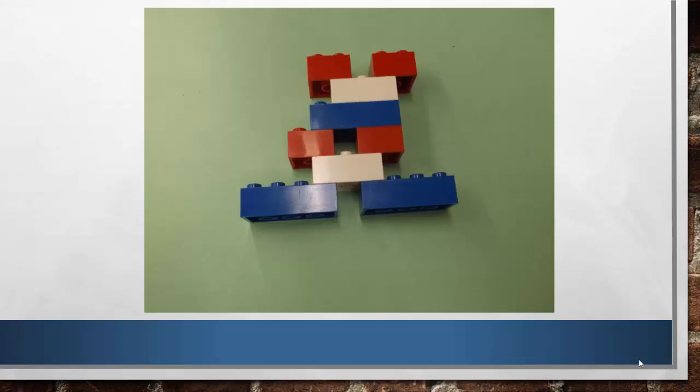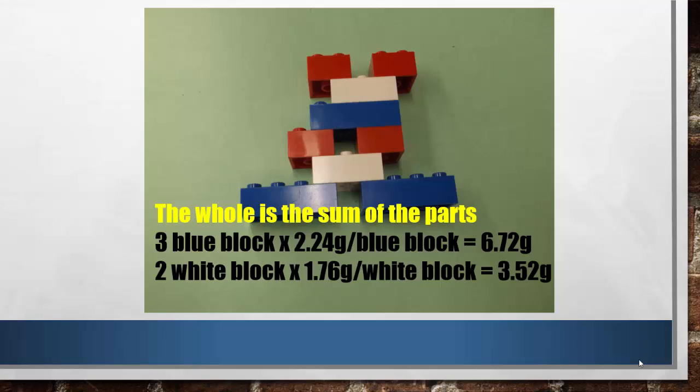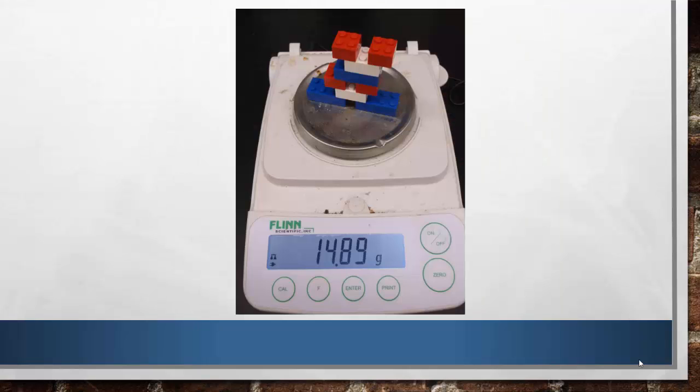So now here's one for you to try. What do you predict the mass of this structure will be? Stop the video and go. I predict that this will weigh 14.88 grams. How? The whole is the sum of the parts. The 3 blue blocks weigh this much. 2 white blocks total to be this, and the 4 red blocks will donate 4.64 grams. Those are the parts. Add up the parts to get 14.88 grams. So that's our prediction. We toss it on the scale and we get 14.89, which is actually less than 0.1% away. Very, very close, well within experimental error.